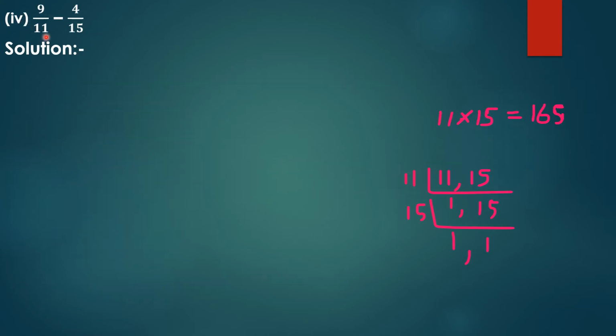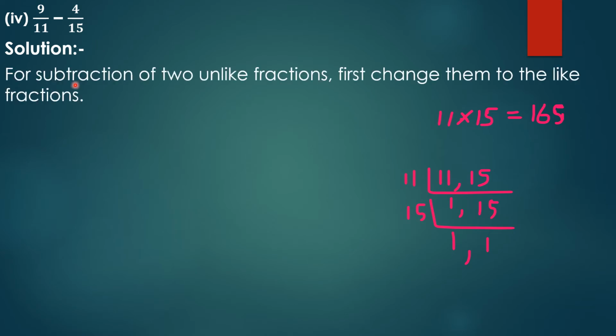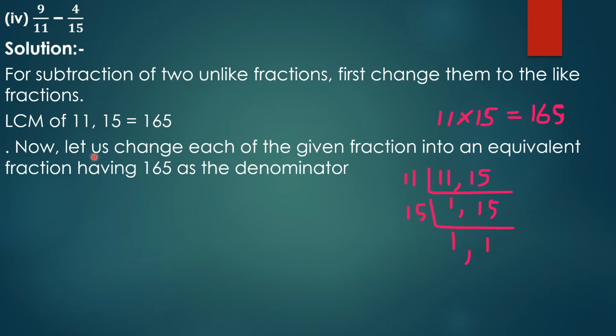The next question is 9 by 11 minus 4 by 15. So now we have to do the subtraction of these two fractions as per the property we have understood. For subtraction of two unlike fractions, here the two given fractions are unlike fractions because 11 and 15, that is the denominators, are different. Therefore these two are unlike fractions. Therefore this has to be converted into like fractions. How do you convert the unlike fraction into like fraction? That is by the LCM method. So what is the LCM for 11 and 15? It is 165.